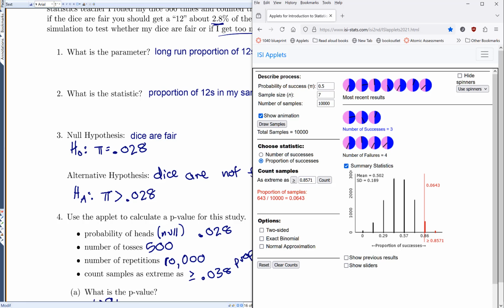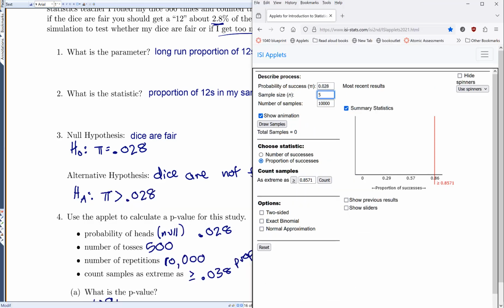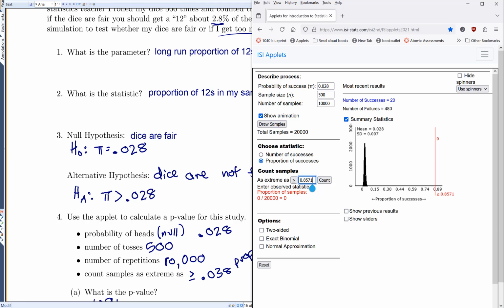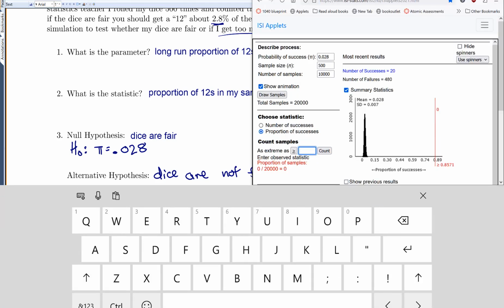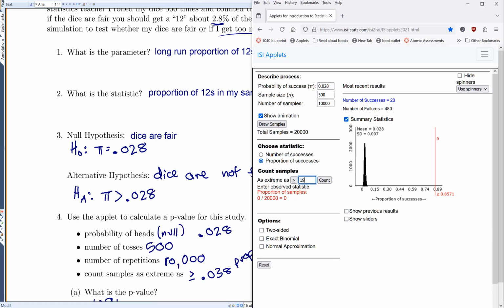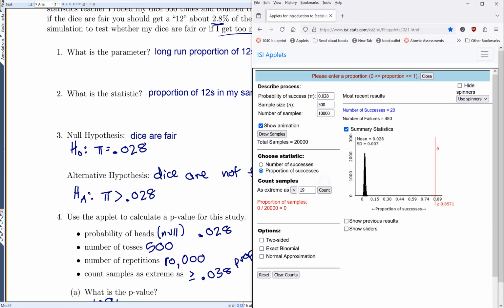So coming here, we need 0.028 as my probability. My sample size is 500. I want 10,000, so I draw my samples. And I want to count my successes as extreme as, what did I say, 19. Count.